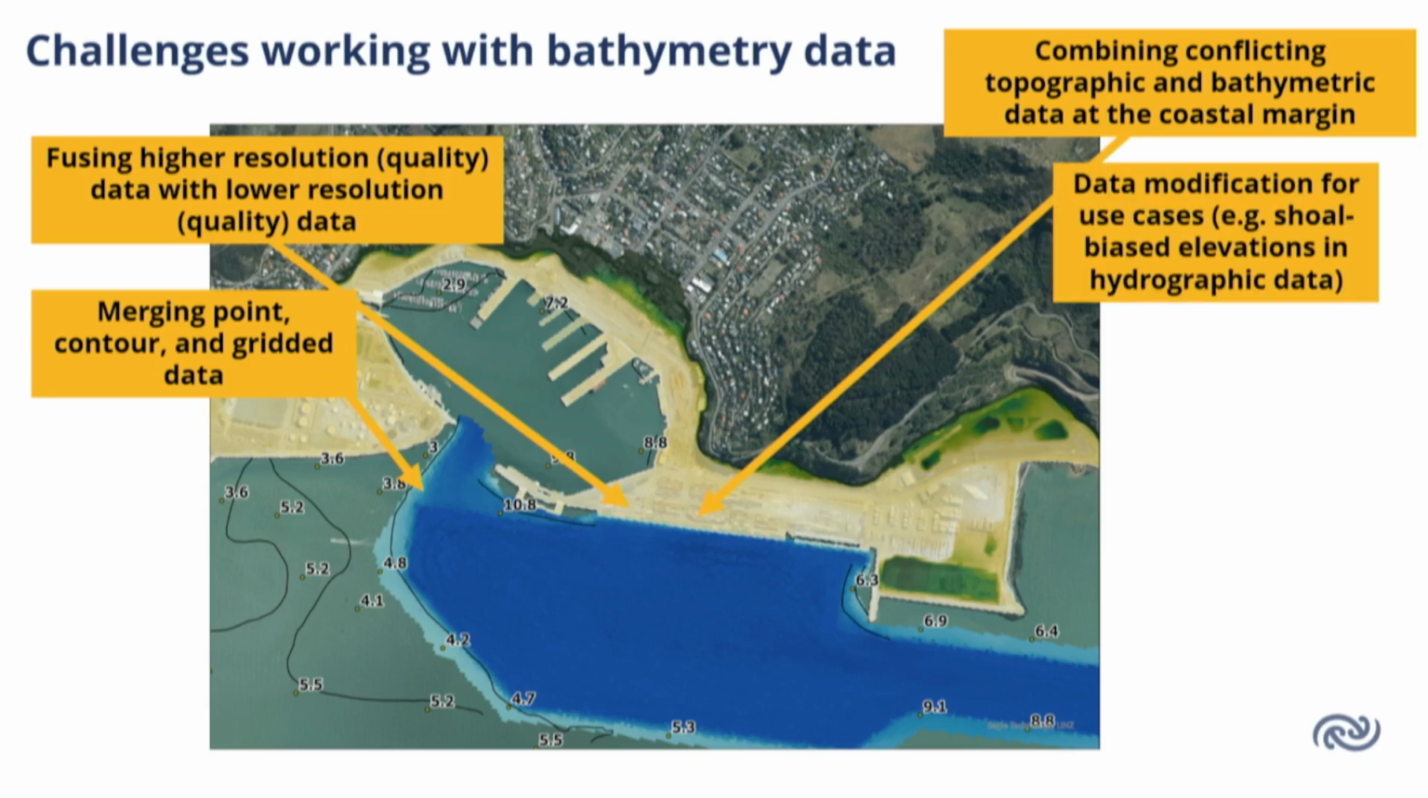A thing that doesn't get talked about quite so often is that a lot of hydrographic or bathymetric data has been captured for navigational purposes. So it's often shoal biased, meaning that it's conservative in its estimate of depth because we don't want ships to run aground on reefs or other things. So it may not be appropriate for use in, say, models where we don't want that bias. We want the actual depth of the water.